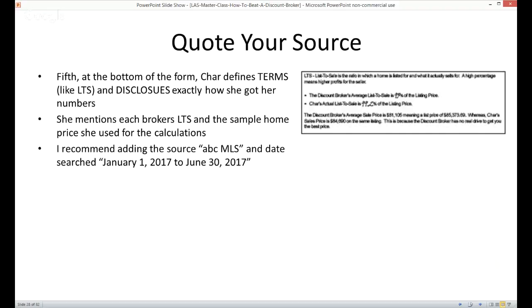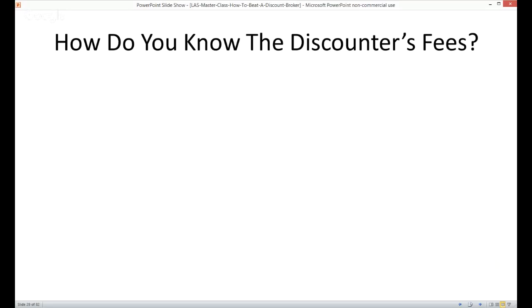Like in this example, it was January 1 through June 30, so just 6 months in 2017. That was the time frame that you used. It builds trust when your numbers are accurate, when you're doing full disclosure, and people are transparent. That's what you want, and that's what your sellers want as well.